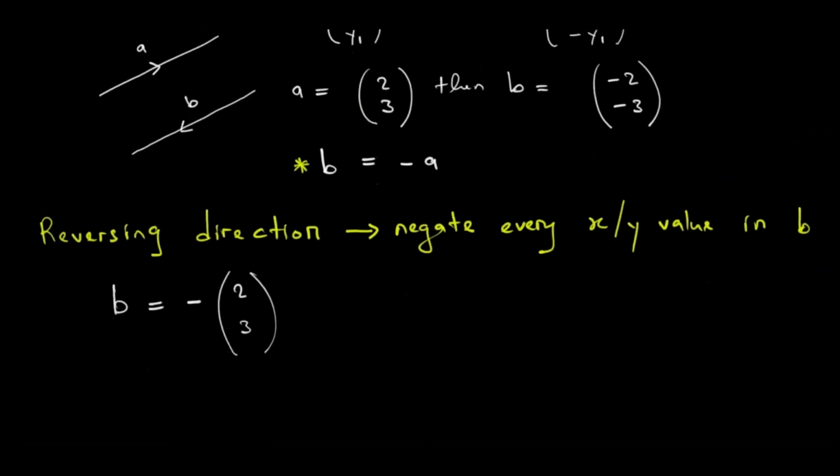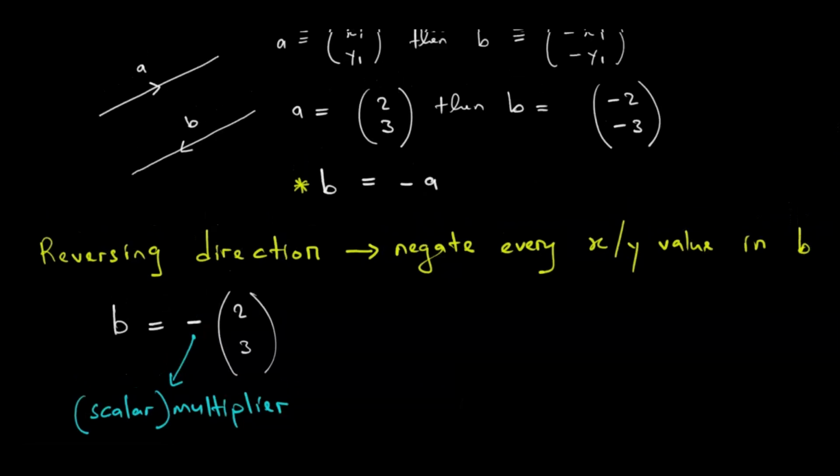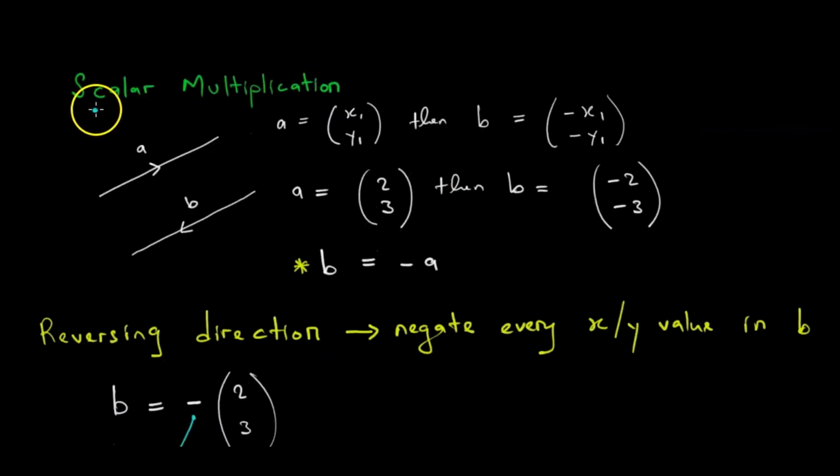Minus iyo ndo inenge ichinzi a scalar. It's called a scalar multiplier, kana kuti just call it a scalar. So chinonzi scalar madzangu, it is the number multiplying a vector. Chinonzi scalar, we are talking about a number multiplying a vector. That is the working definition of a scalar.